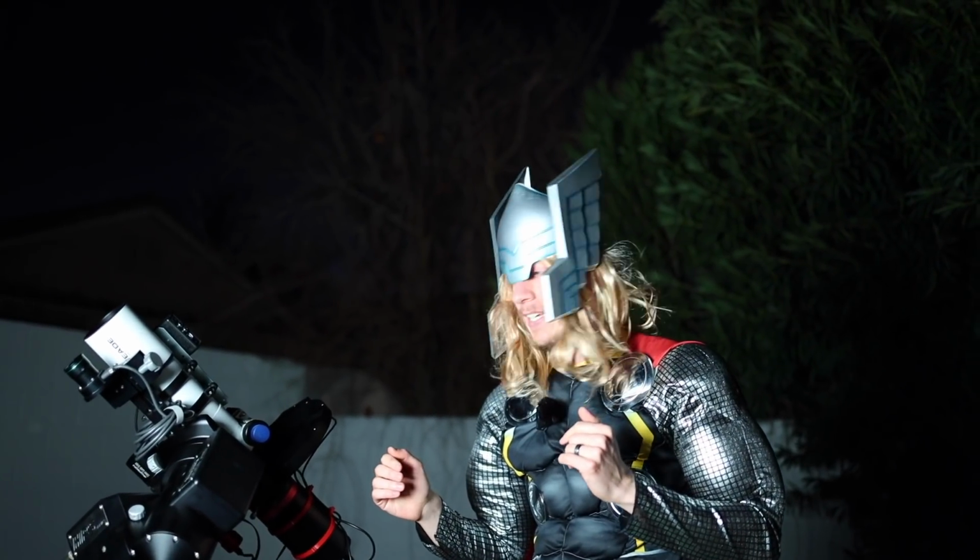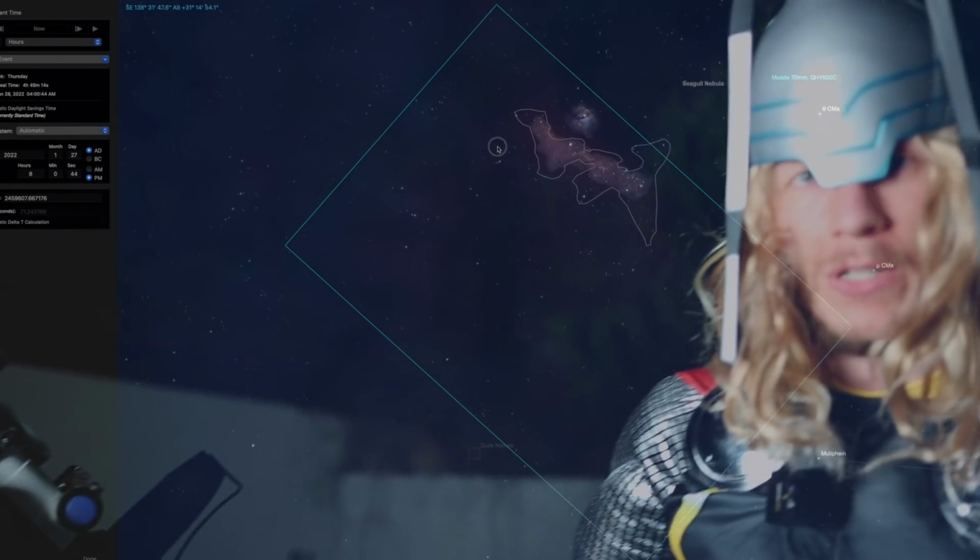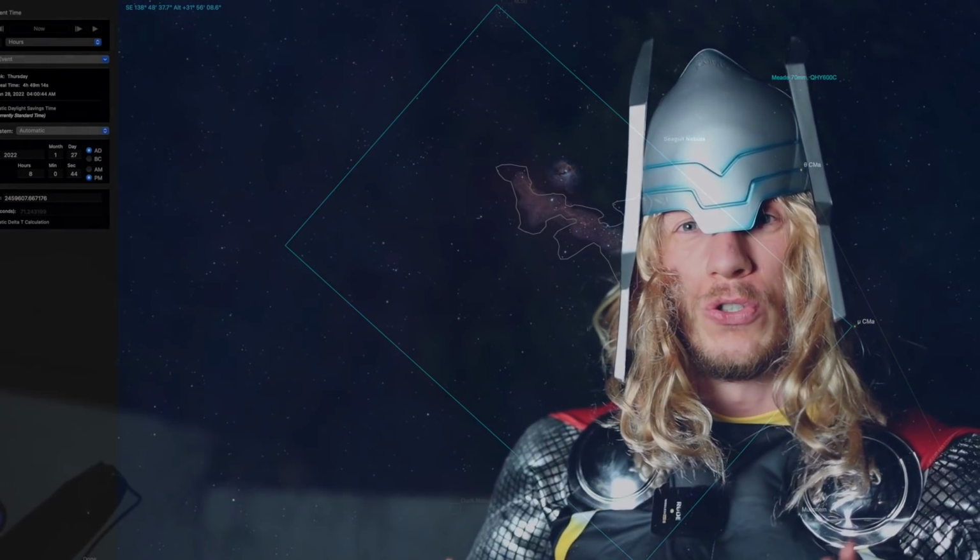So, I'm going to be using a wide telescope here and with a full-frame camera at the same time, which is going to give us a huge field of view.